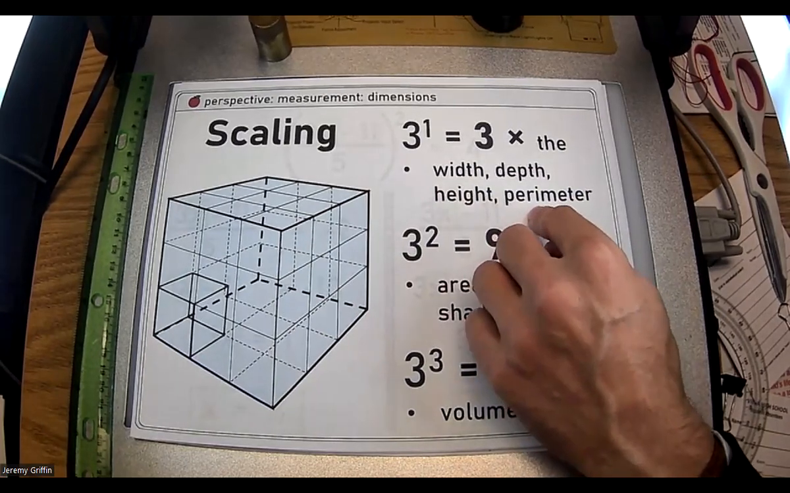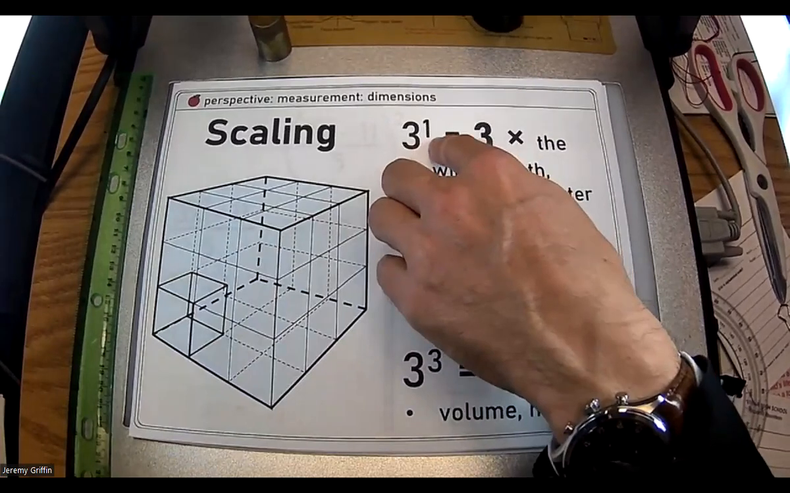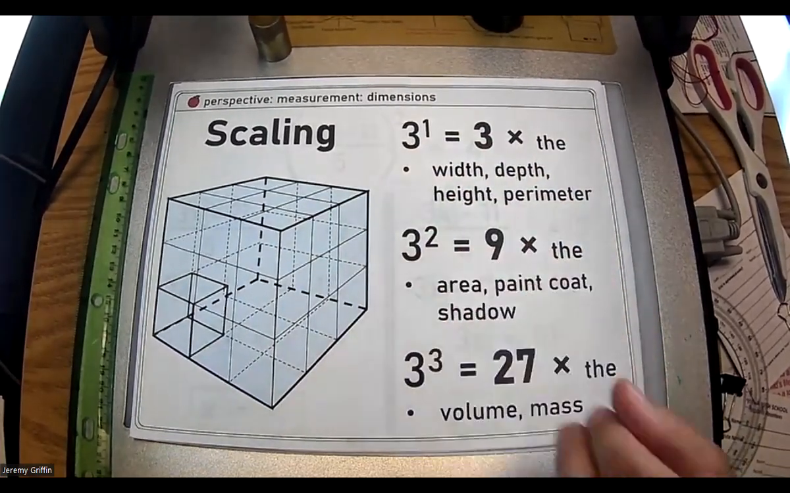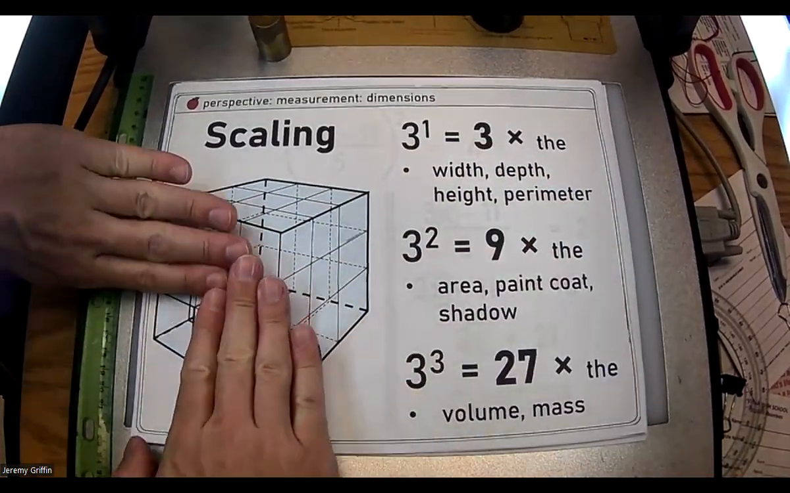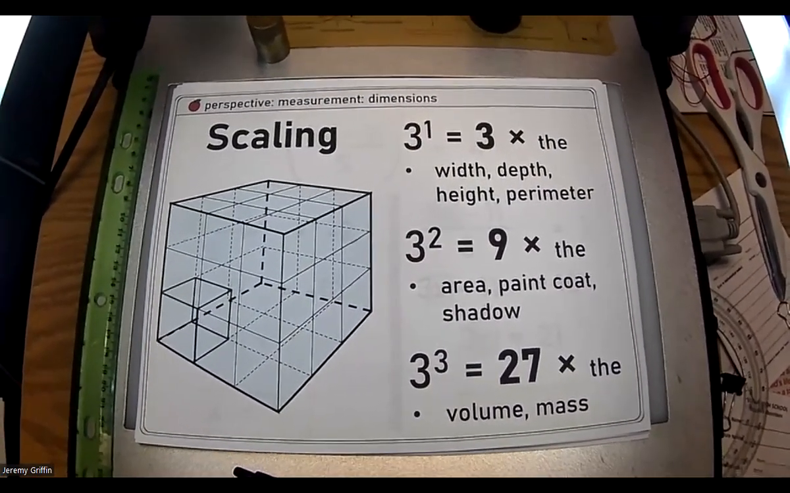Also 3 times the perimeter. Anything that's in one dimension, right? So it's going to be 3 to the power 1. It's just 3 times. What about a 2-dimensional concept? What if I paint the face of the? Oh man, we got as far as I wanted to, but that's all right.